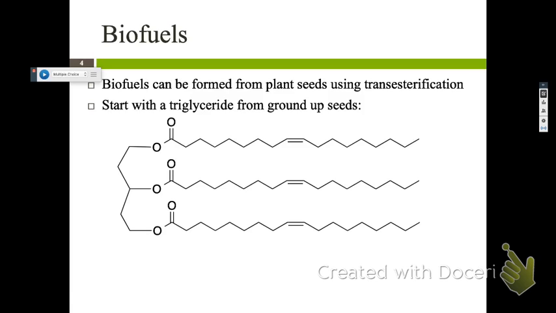So this molecule, while it has a lot of potential to release energy when you break these bonds and form new ones, it would be much more helpful if it was smaller chunks. And so what we do in order to take this triglyceride and make it into a biofuel is we break it apart.